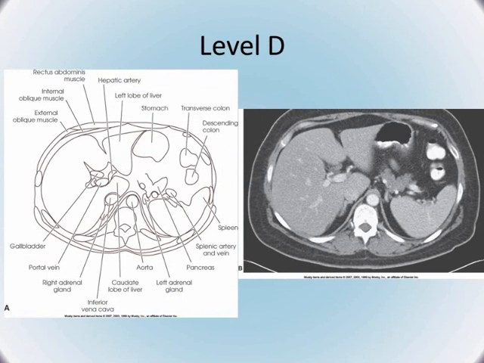At level D, again we can see the liver, the stomach, the rectus abdominis muscle, the right adrenal gland, the inferior vena cava, the aorta, the left adrenal gland, the pancreas, which looks like a cob of corn, the spleen, the descending colon, and the transverse colon.